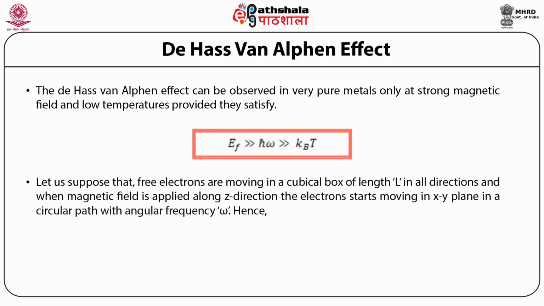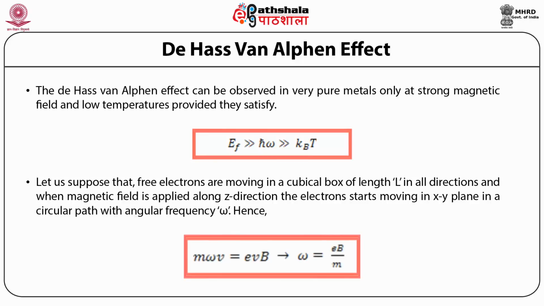Let us suppose that free electrons are moving in a cubical box of length capital L in all directions, and when a magnetic field is applied along the z direction, the electrons start moving in the xy plane in a circular path with angular frequency omega, where the Lorentz force is just equal to the required centripetal force. This is some sort of resonance condition where m omega v is equal to evB, that is, the Lorentz force is compensated by the magnetic force.